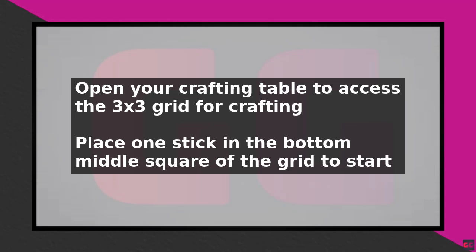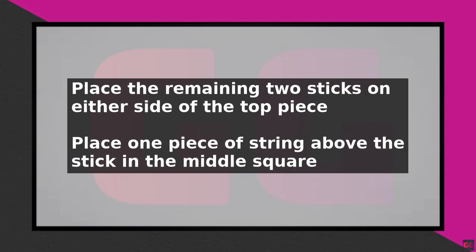Next, place 1 stick in the bottom middle square of the grid. Then, place 1 piece of string above the stick in the middle square. Place another piece of string above the first piece of string in the top middle square. Finally, place the remaining 2 sticks on either side of the top piece of string in the top left and top right squares of the grid.